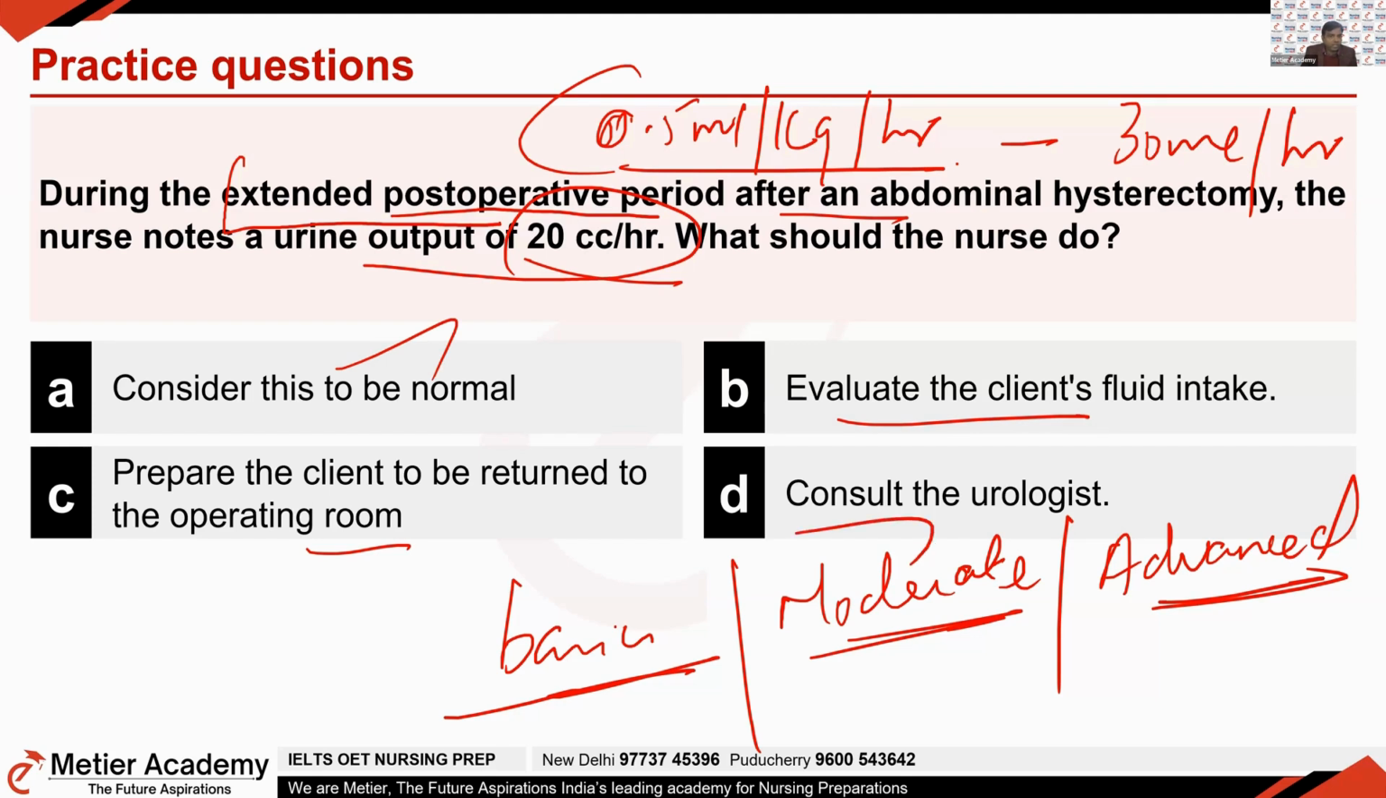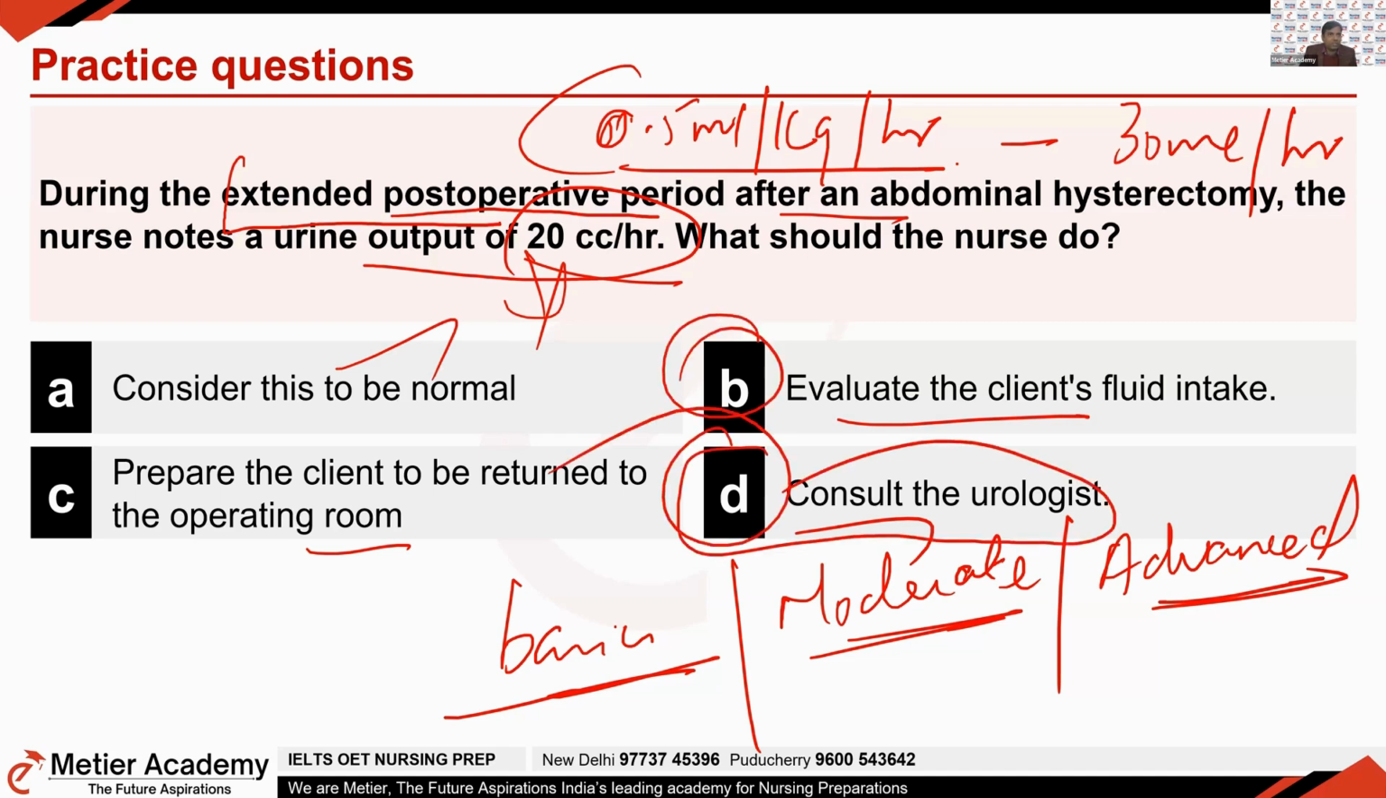So there is no confusion here. The first thing students usually go for is confusion: there may be a problem in the urine output, so better we can go and consult the urologist. Some confusion will be there. Options B and C will usually be the confusion. Yes, you can go for the urologist, but before that, assessment.